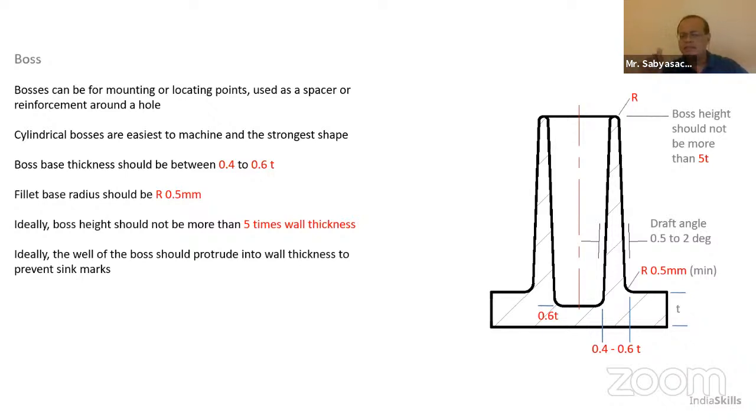The second thing that is important to know is the way the well of the boss, if I may call it that, goes down and interferes into the wall thickness. So if your general wall thickness is T, say 2 mm or something, the amount of gap that you see there is about 0.6. So it's about like 1.2. Now, why is that?